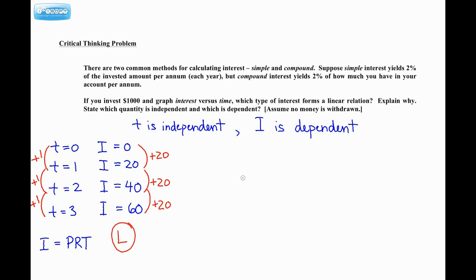Okay, so at time equals 0, so after 0 years, that's when we first did the investment, so obviously we're not going to earn any interest.